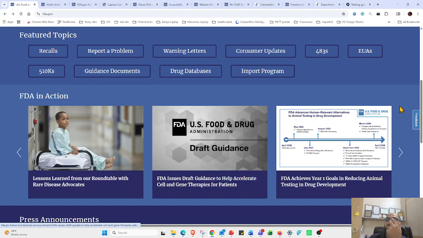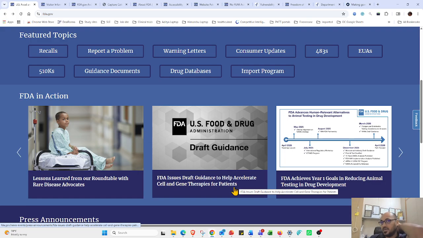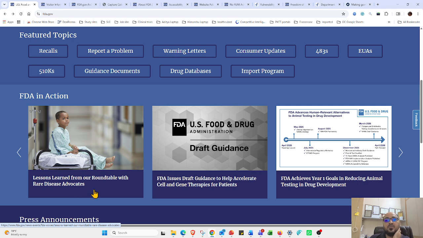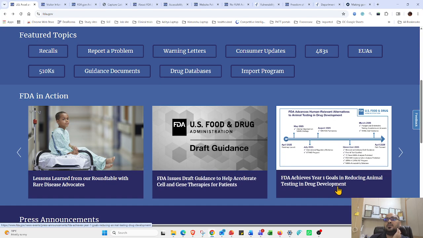Now, FDA in action, this is like featured news where FDA has taken action, which is guidelines to help accelerate cell and gene therapy, right? This is like lessons learned from the roundtable with rare disease advocates. So they must have had discussions with patient advocates, and these are not our lawyer advocates. I mean, calling it an NGO would be a little too much, but in the same lines, the patient advocacy groups are similar to NGOs, but slightly lesser. They talk about patients' needs, what the government can do. They also influence policies and all. So yeah, those are the advocates.